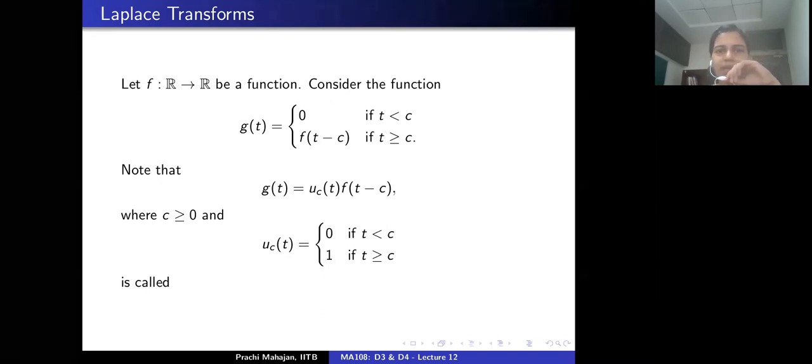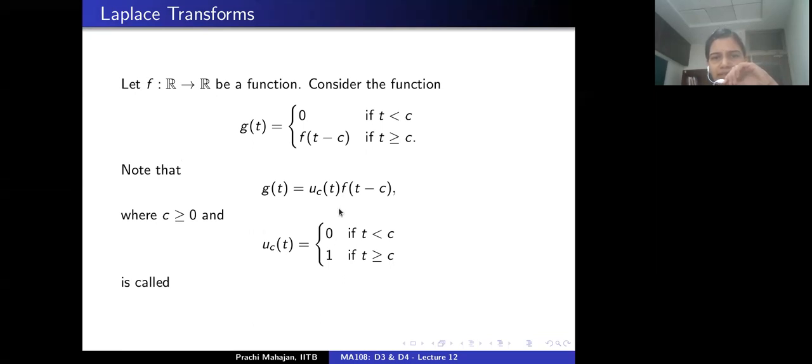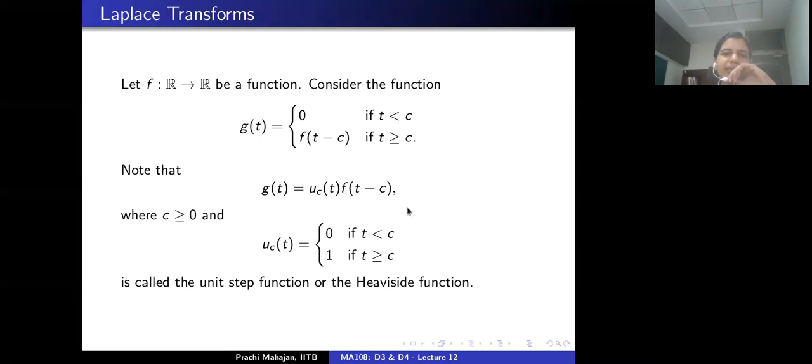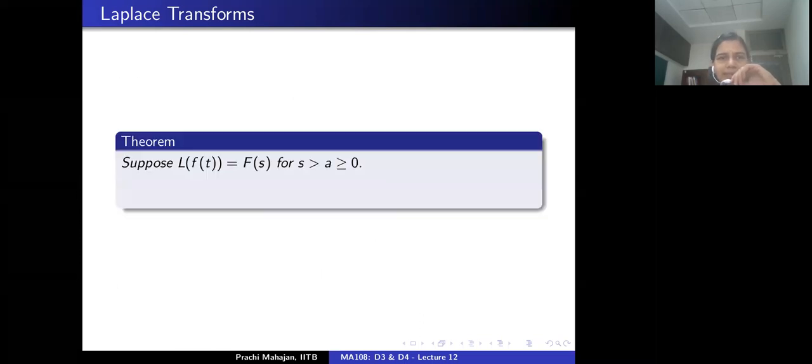In terms of the unit step function, or the Heaviside function, one can rewrite g as the product of the step function corresponding to c, times f(t minus c), correct? This is useful if one has to write down the Laplace transform of g. So how do we do that? One way is the following. This is an easy consequence.